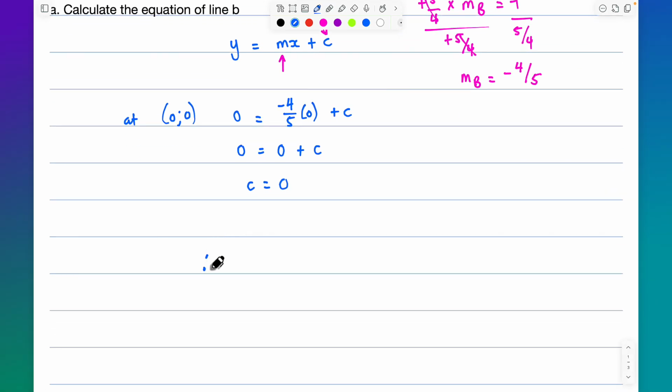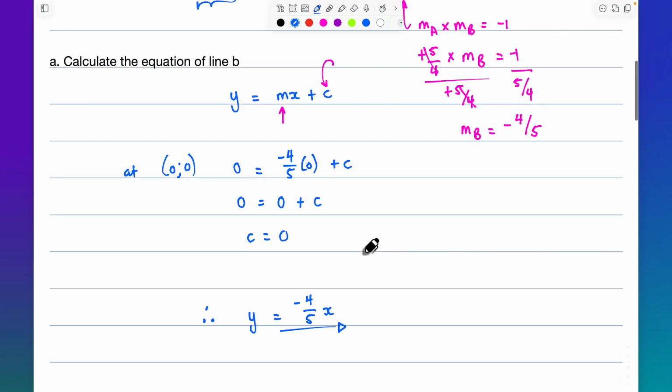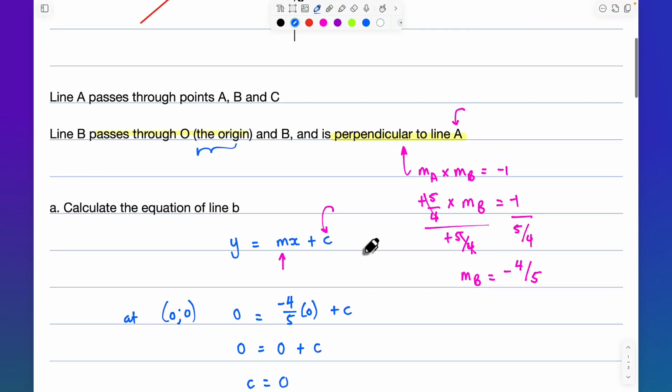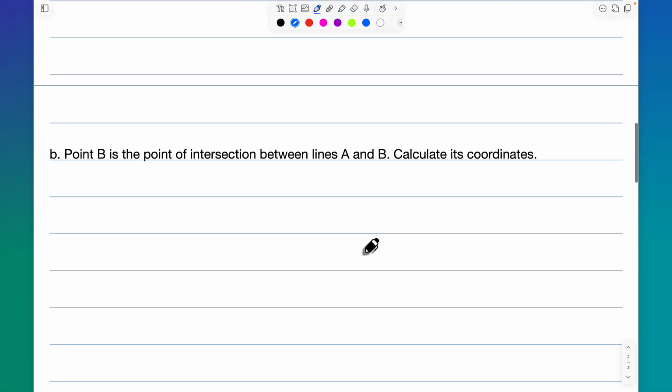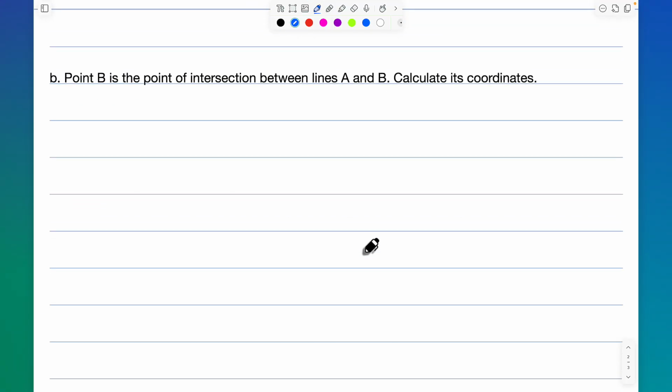Therefore, the equation y is equal to -4/5x plus c, which is plus 0. So this is your answer. Okay, perfect. I hope that made sense. That is only the first question.